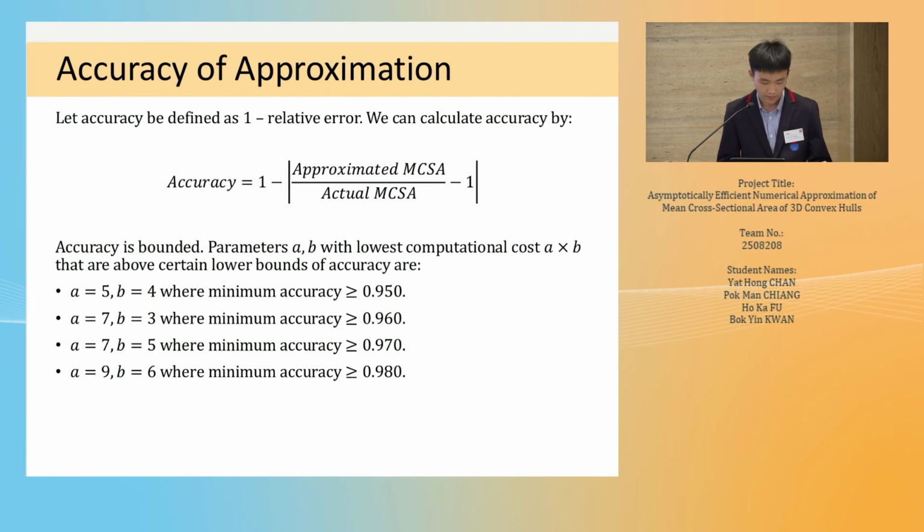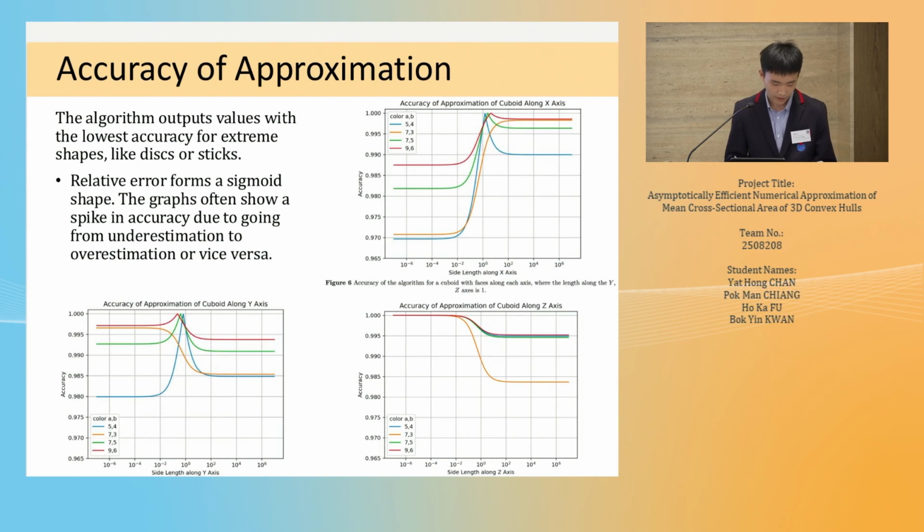Our algorithm has a bounded maximum relative error. Here are 4 pairs for A and B, which guarantee that the relative error is under certain thresholds, or equivalently, above certain relative accuracies. And the relative error is the highest for extremely long or flat shapes, but the error quickly converges, unless the shape is relatively thin along the z direction, where relative error instead approaches 0.